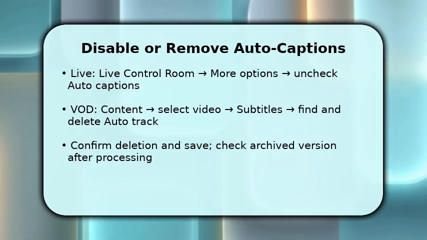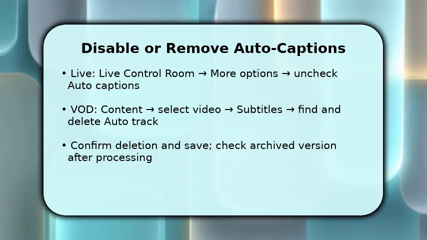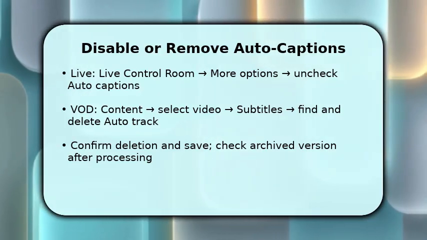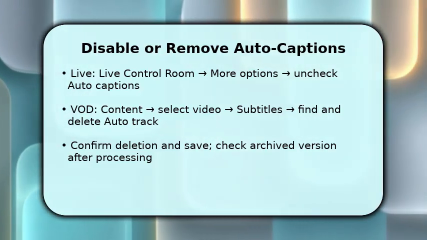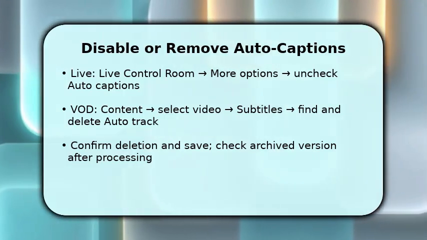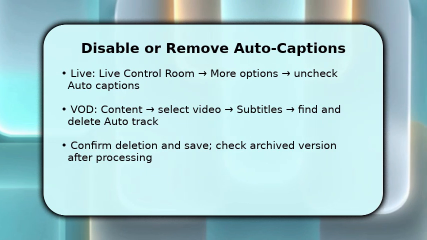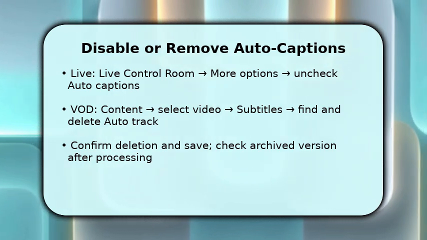For an archived video, go to Content, open the video, choose Subtitles, locate the automatic language track, often labeled English Automatic, and delete that track, then confirm and save. This removes the generated caption file from the video itself. Make sure processing is complete, so the caption track is visible to delete.